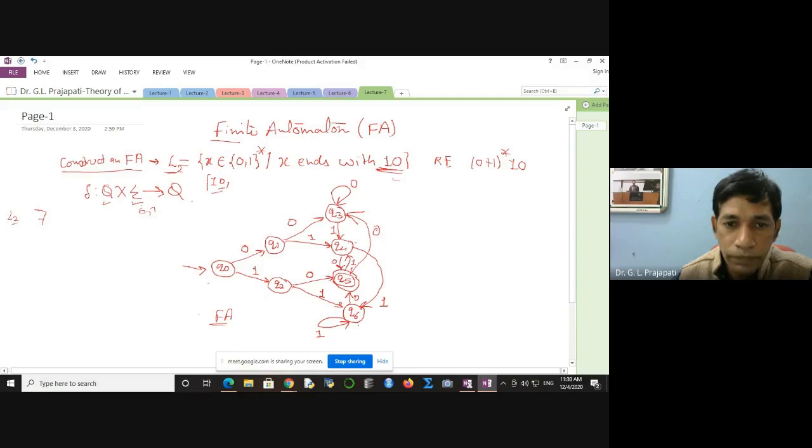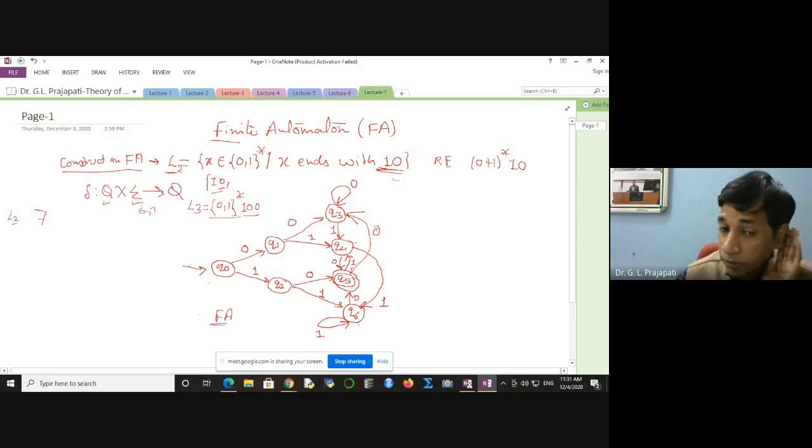If somebody asks you to construct the FA for the language, say L3, where L3 is (0,1) star followed by 100, I'm going to remember that the last 3 symbols should be 100. Similarly, here the last 2 symbols are 10, and here the last 3 symbols are 100. Before that, whatever be there, 0 or 1, I don't mind. If the string ends with 100, then this is a valid string. So your machine is remembering the length for L3.